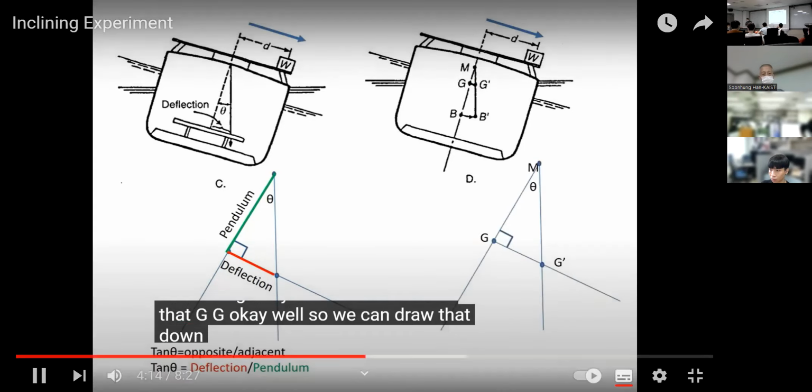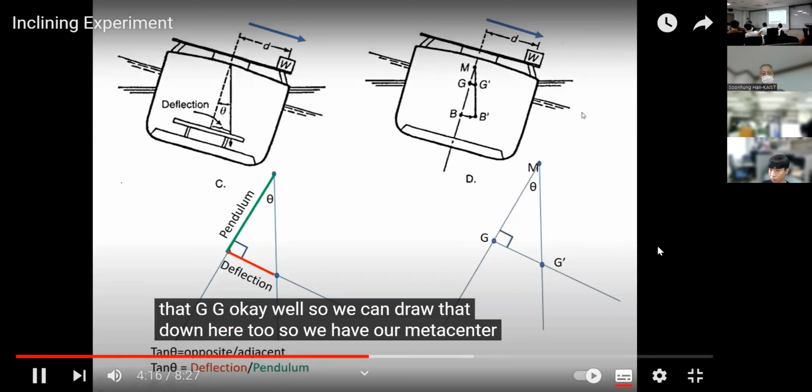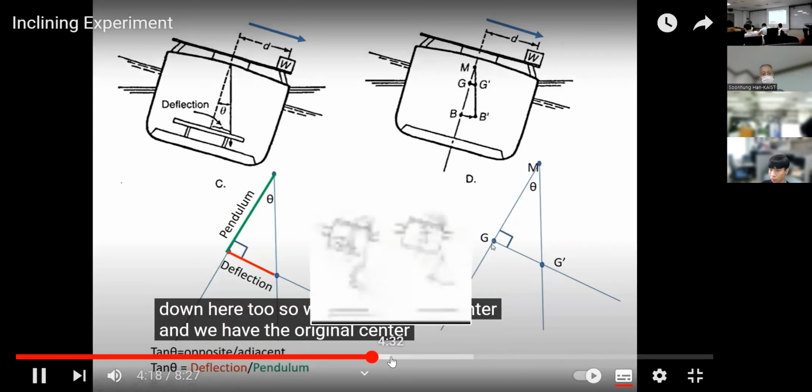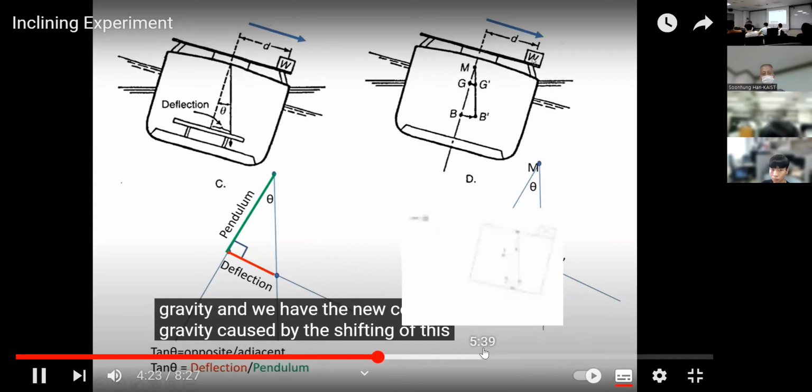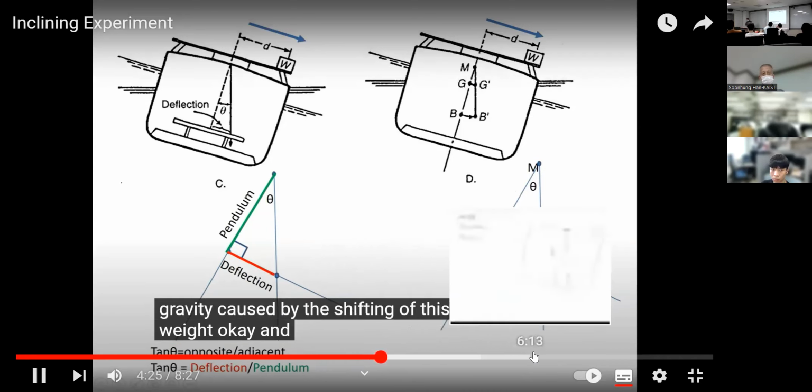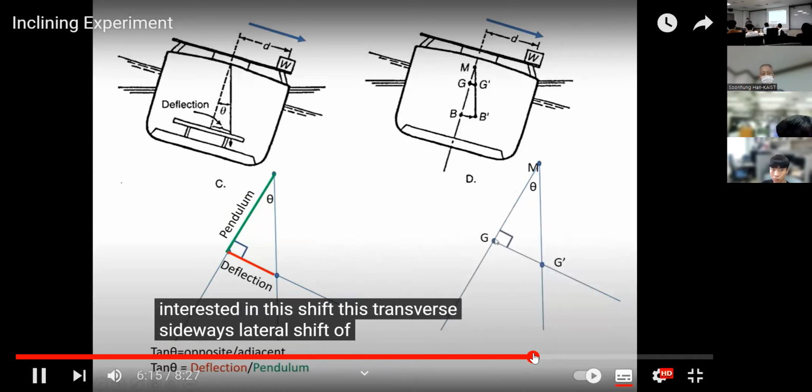Well, so we can draw that down here too. So we have our metacenter, and we have the original center of gravity, and we have the new center of gravity caused by the shifting of this weight. Okay, and we have G.